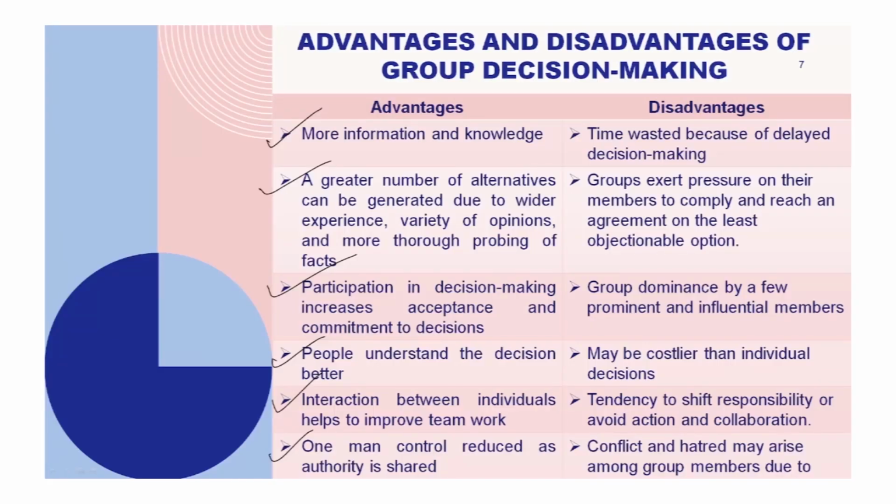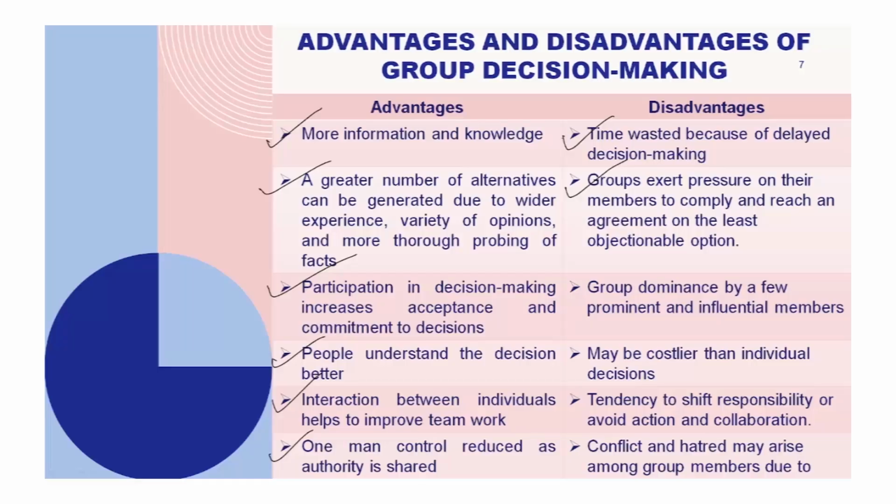Disadvantages: time factor is one of the problems, because when you are taking the opinion of all the employees, time will be wasted. The group exerts pressure on the members to comply and reach agreement on the least objectionable options. Sometimes too much decision making by the group members will create clutter, and at the end you will not be able to take a concrete decision because the opinions are very different. So it may sometimes create a limitation for the manager when they are taking the decision in the group.